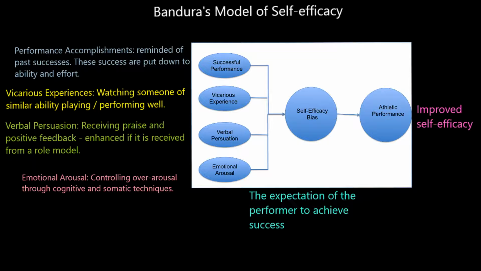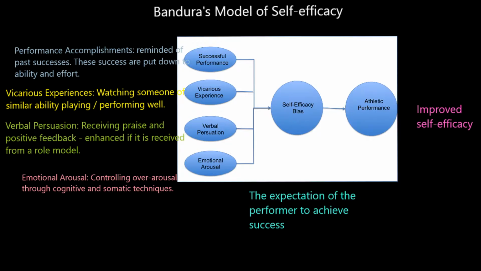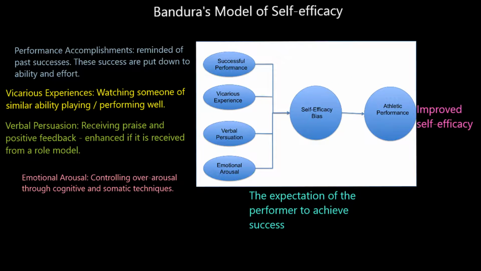Now, let me start by saying these theories are not in conflict with each other. You're not trying to pit one against the other. They are just different ways of trying to rationalise, justify, explain the same thing. So Bandura says that self-efficacy, your self-confidence in a specific situation, can be put down to 4 factors. Performance accomplishments, which is also known as successful performance. Vicarious experiences, which are labelled as such on the diagram here.